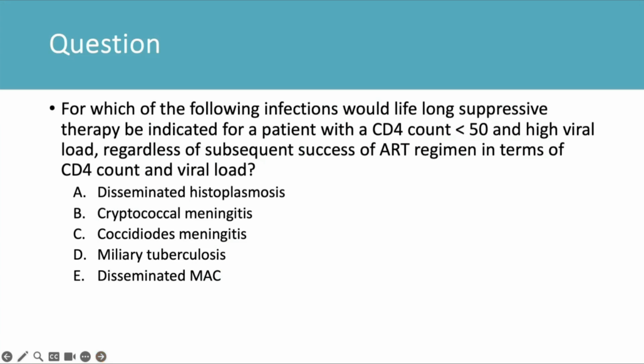Okay, so this is just a teaser question. We did this one last time we did this lecture, so could someone read this? Sorry, I can't see who's on the call while I'm presenting. Yeah, I can read it. Thanks. For which of the following infections would lifelong suppressive therapy be indicated for a patient with a CD4 count of less than 50 and high viral load, regardless of subsequent success of ART regimen in terms of CD4 count and viral load? Disseminated histo, crypto, cocci, miliary TB, or disseminated MAC?